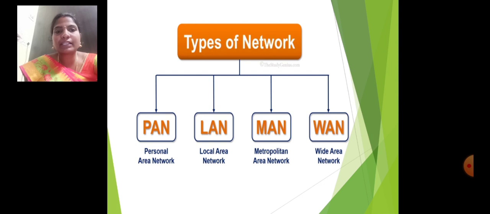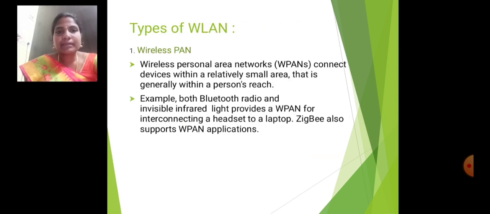Types of WLAN networking. It has various types, namely PAN, Personal Area Network, LAN, Local Area Network, MAN, Metropolitan Area Network, WAN, Wide Area Network. The first type, Wireless PAN. Wireless Personal Area Network connects devices within a relatively small area, that is generally within a person's reach. Example, both Bluetooth radio and invisible infrared light provide a WPAN for interconnecting a headset to a laptop.